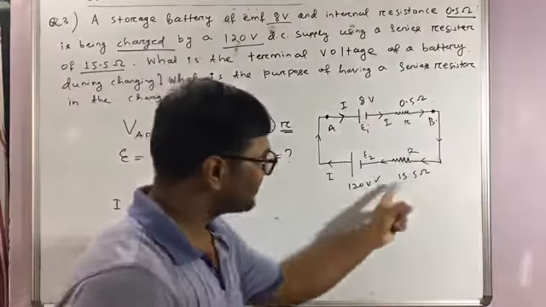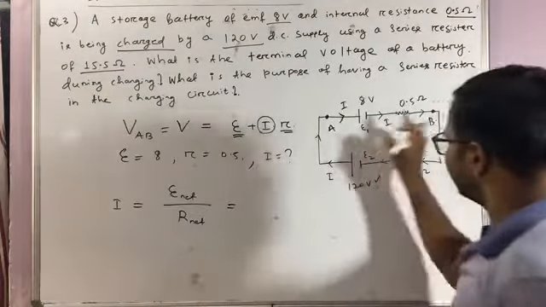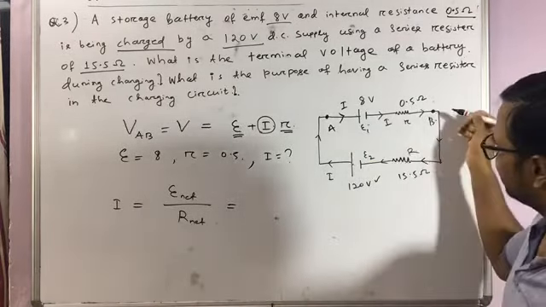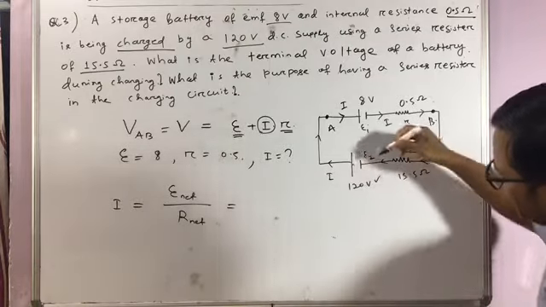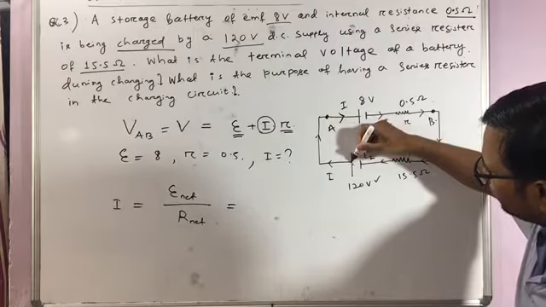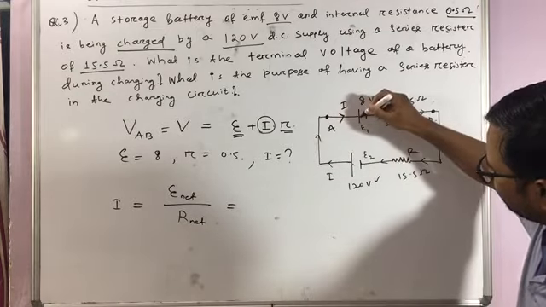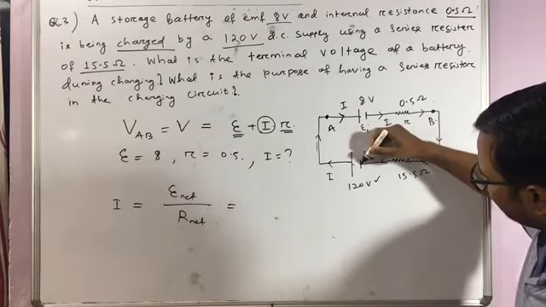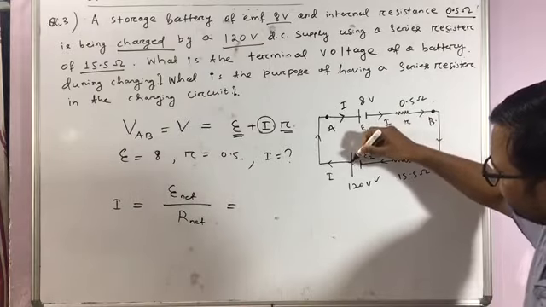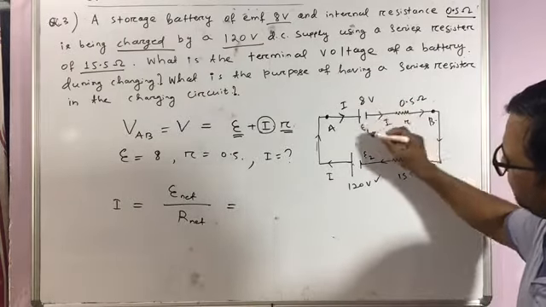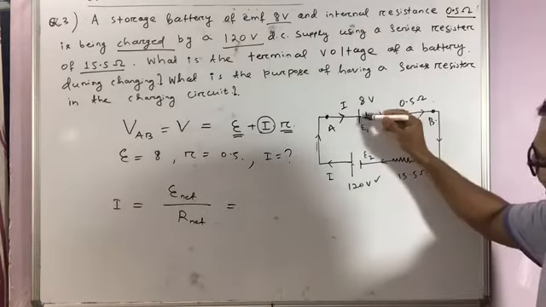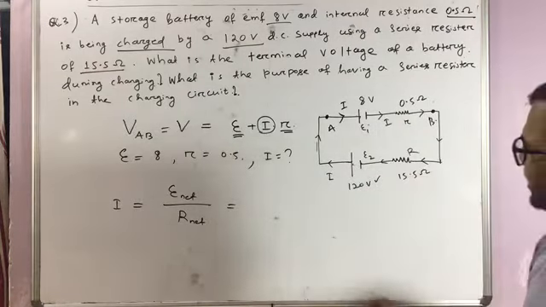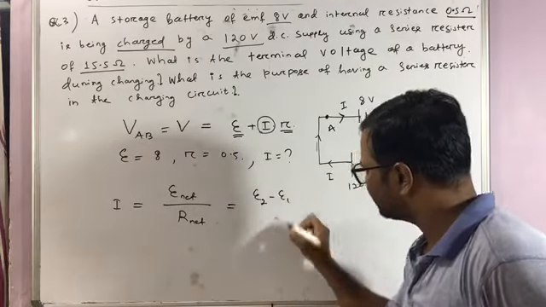Now what is the net EMF in the circuit? Try to understand it. Since the positive terminals of these two cells are connected, if you move in either direction, this is the negative terminal of a battery, and this is the positive terminal of a battery. Ideally, if they were connected in series, it would go negative, positive, negative, positive. But it is not the similar case here. As both the positive terminals are interconnected, the net EMF is E2 minus E1.